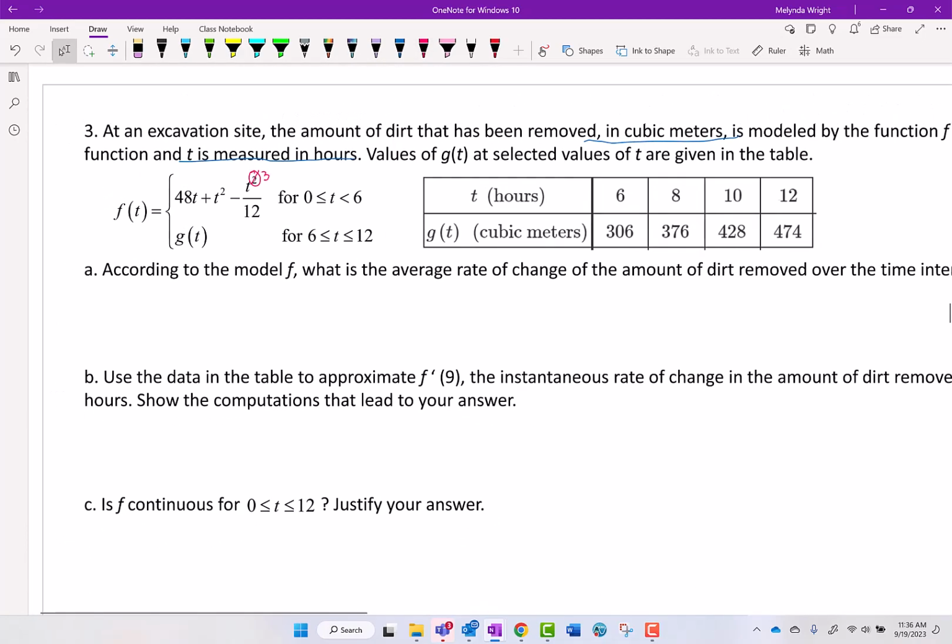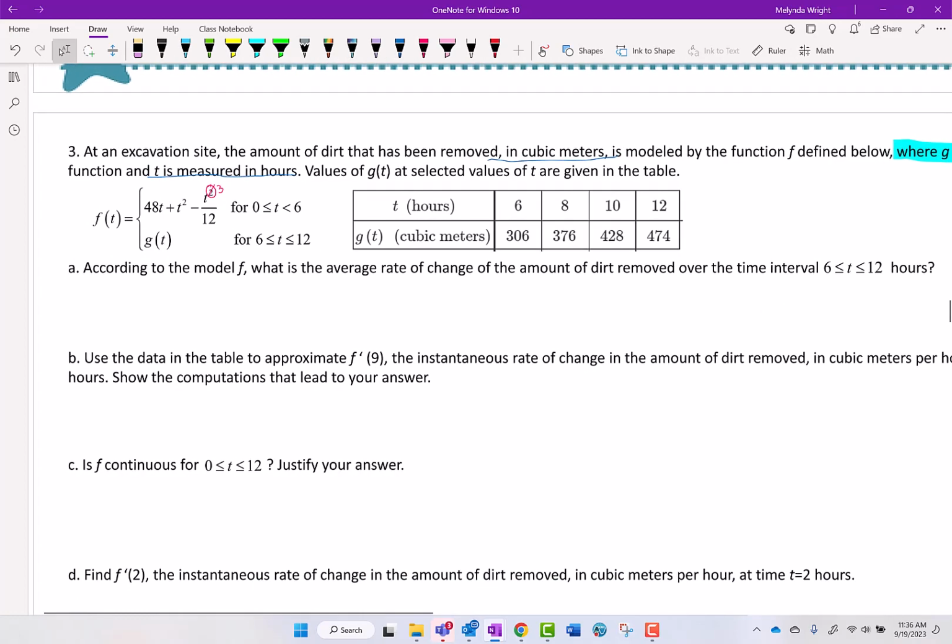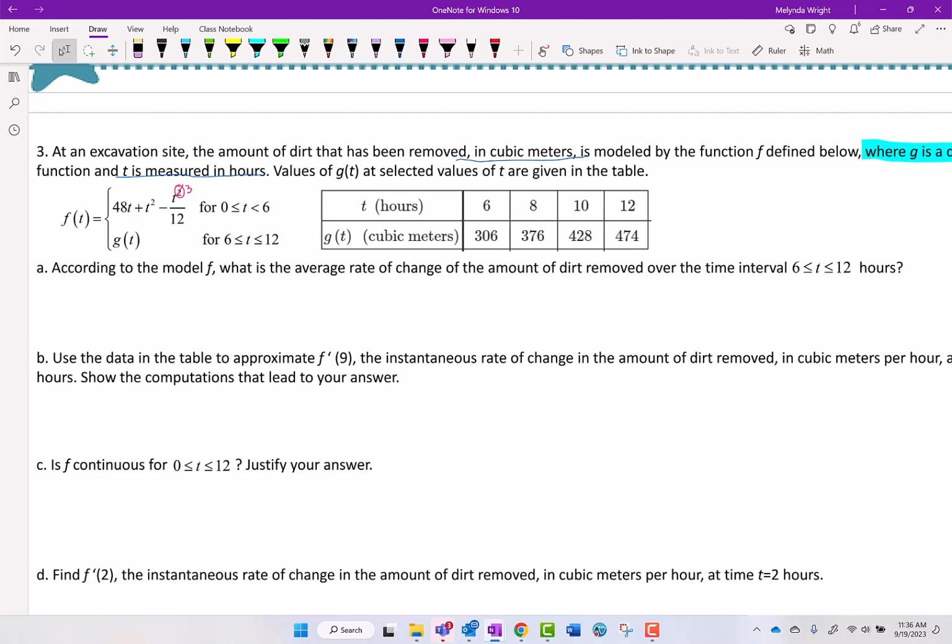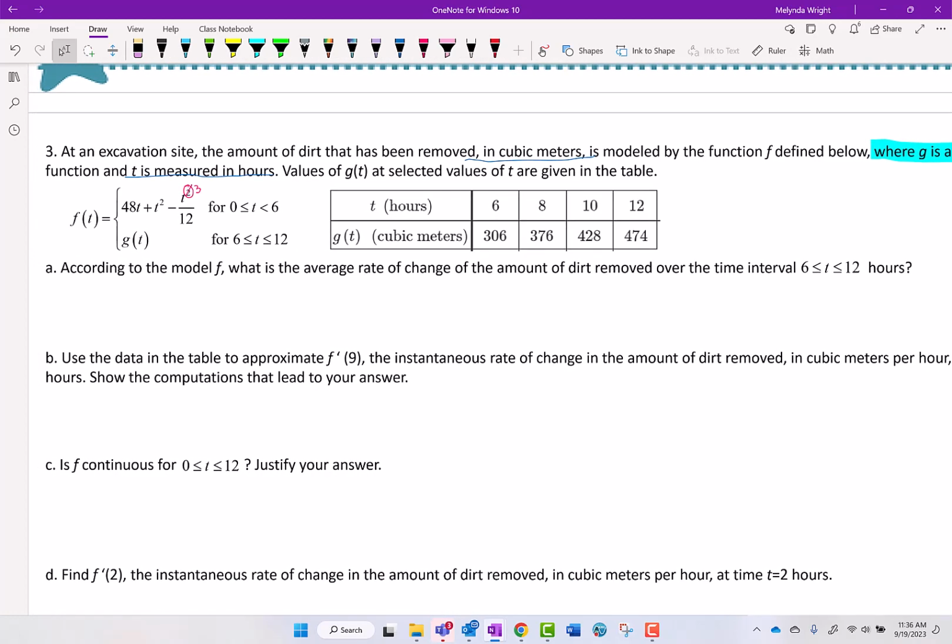Okay, well, we need to make note of what's going on. According to the model f, what is the average rate of change? This word should make a formula come out in your brain. Those words should make you think of a formula. Average rate of change. That's a formula you've memorized. You should probably write it down. f of b minus f of a, over b minus a. That's the formula they're wanting us to use.